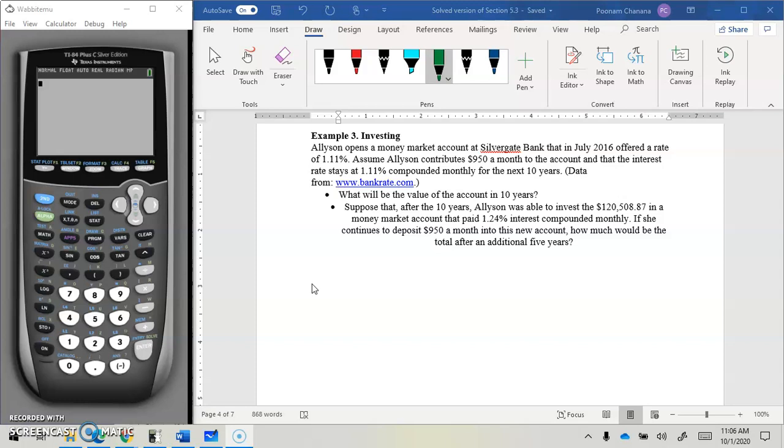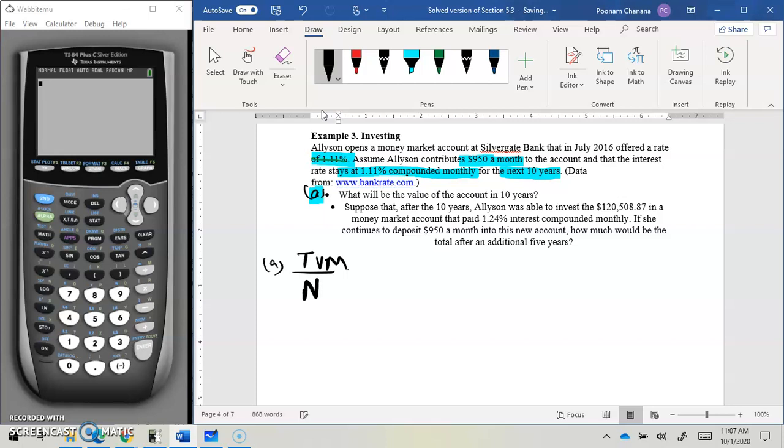Allison opens a money market account at Silvergate Bank in July 2016, offered a rate of 1.1%. Assume Allison contributes $950 a month. So that is our payment. It is a monthly payment, you see, to account that the interest rate stays at 1.11% compounded monthly for next 10 years. What will be the value of the account in 10 years? Let's do our first part of the question. Let's calculate everything according to our TVM solver first, right?